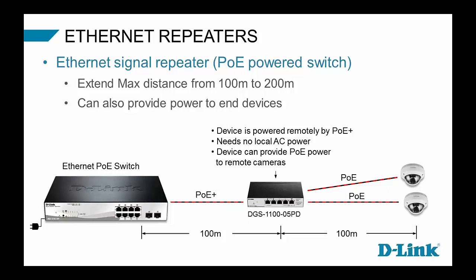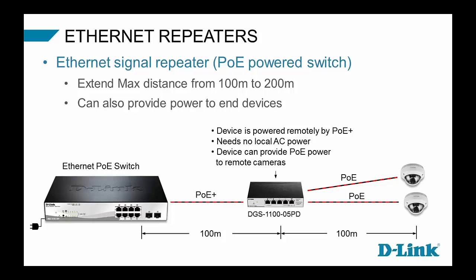So we can do an application as shown here. We've got a little mini PoE switch shown in the middle of this slide, the 1100-05 PD. Basically this device is a 5-port Ethernet switch that's powered by PoE. So it's not powered by AC power. It's not powered by an AC to DC adapter. It actually receives, in this case, PoE plus power coming from the larger switch on the left.